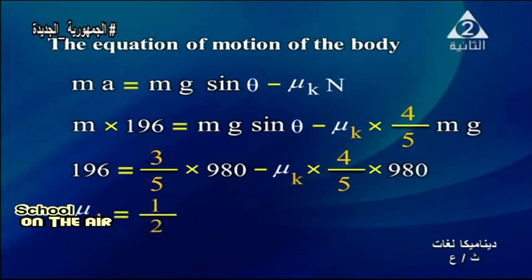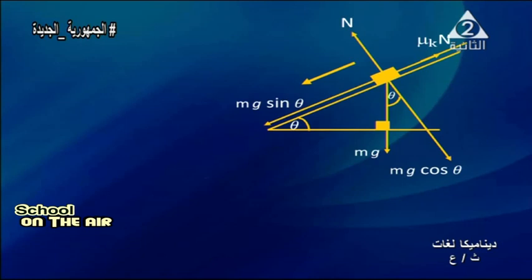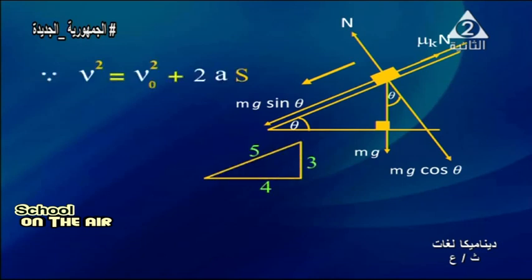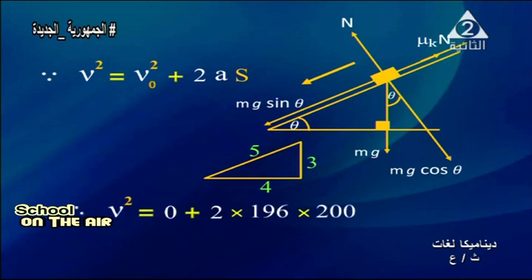Now what is the velocity of the body after it travels 200 centimeter? We know that V squared equals V naught squared plus 2AS. Then V squared equals the initial velocity 0 plus 2 multiplied by 196 multiplied by 200. Then the velocity V equals 280 centimeter per second.